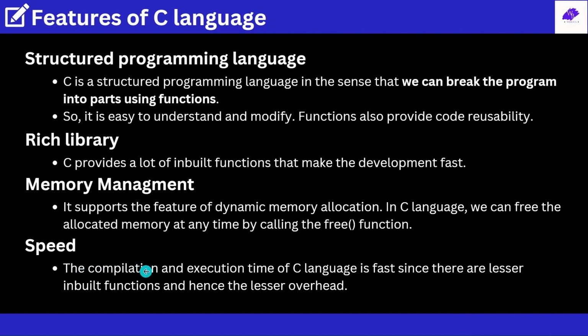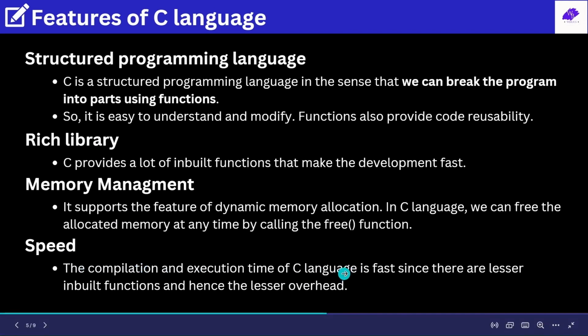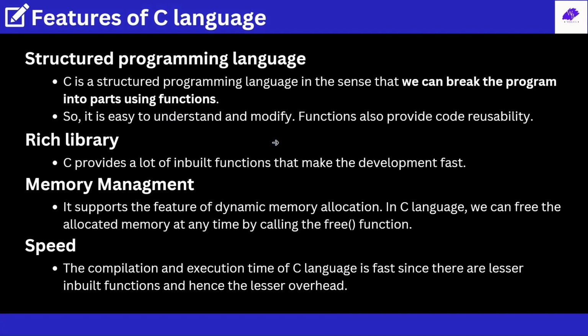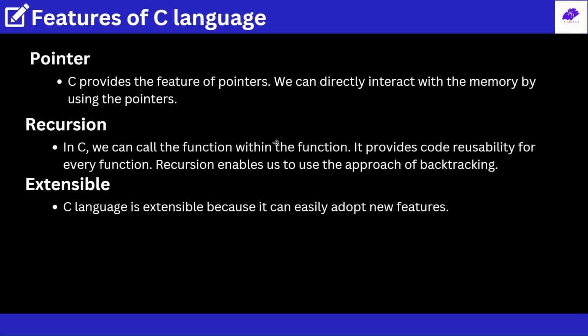Next is speed. The compilation and execution time of the C language is fast since there are fewer inbuilt functions and hence less overhead. So the speed of a C program is faster compared to other languages. Next is pointer. As we have discussed, C provides the feature of a pointer. We can directly interact with the memory by using pointers. The word pointer itself is related to the memory address. So we can access the memory from any portion of the program by using pointers.